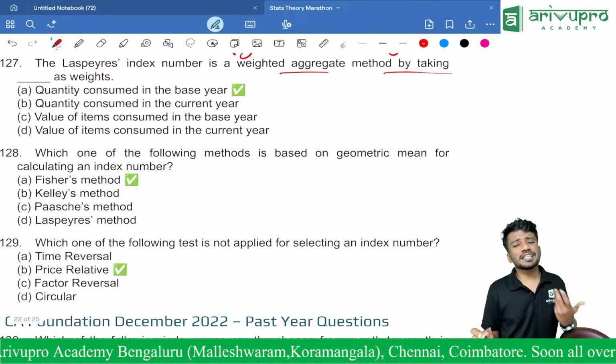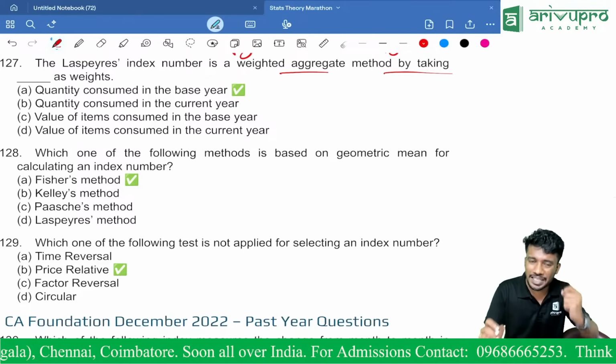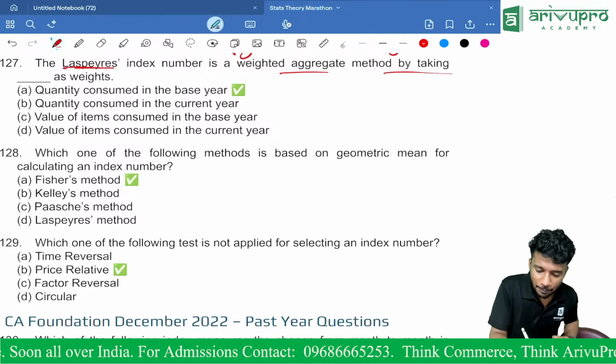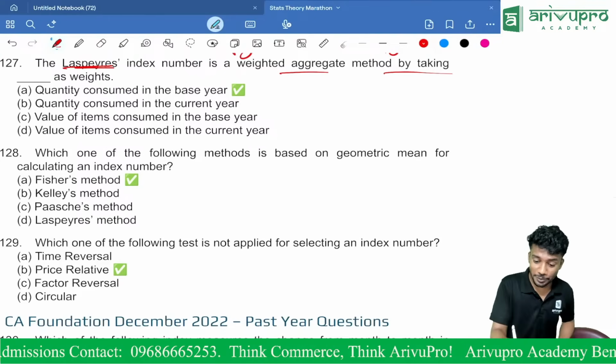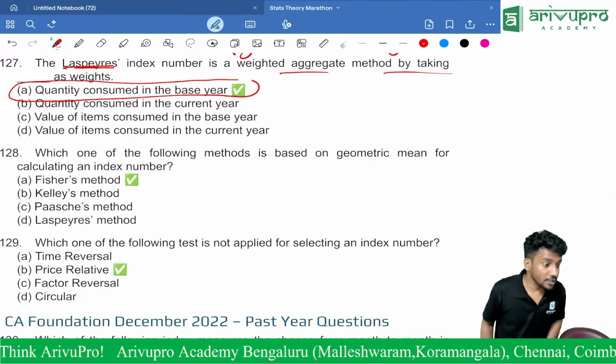Then the Laspeyres index number is a weighted aggregative method. What is taken as weight in Laspeyres? Laspeyres means base year quantity. Paasche means current year quantity. Laspeyres' index, sometimes you will call it that way, right? Quantity consumed in the base year.